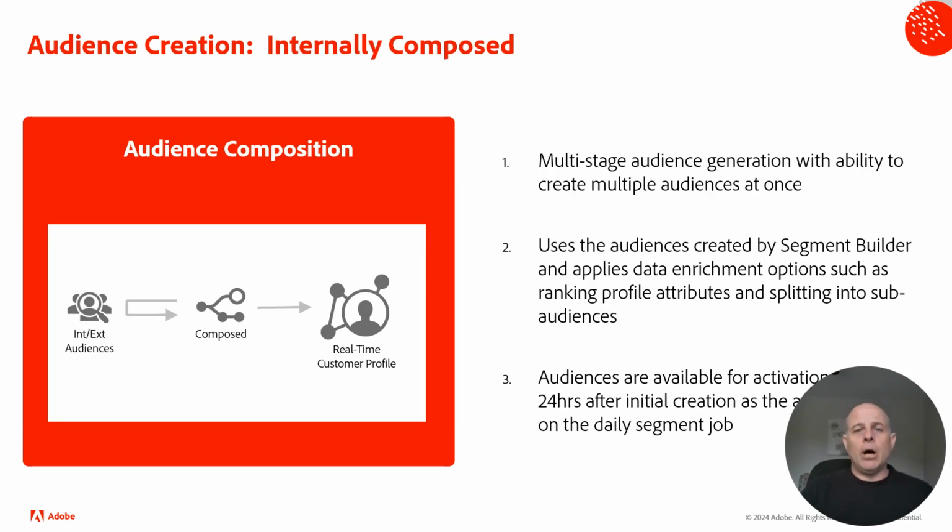For an internally composed audience, what we are doing is saying, I have a segment, an audience that's already been defined, and I have the result that's been stored on top of a profile. What I'm going to do is reach in and put some additional rules or criteria on top of that, doing things such as looking at attributes of the profile, or even doing things such as splits and ranks, that allow me to then turn around and store additional audiences depending on the rules that I define inside this composer.